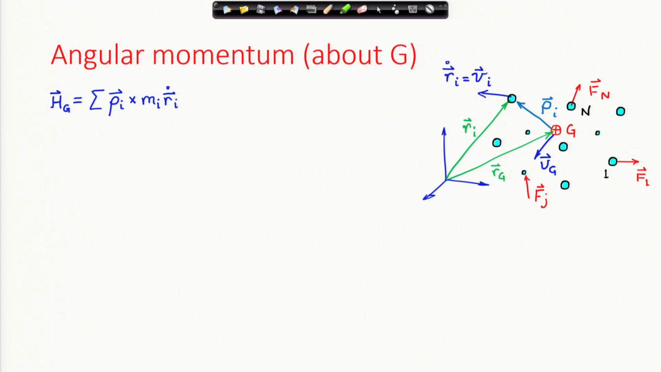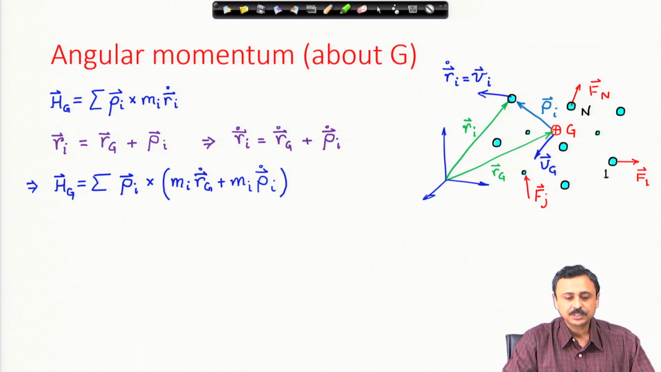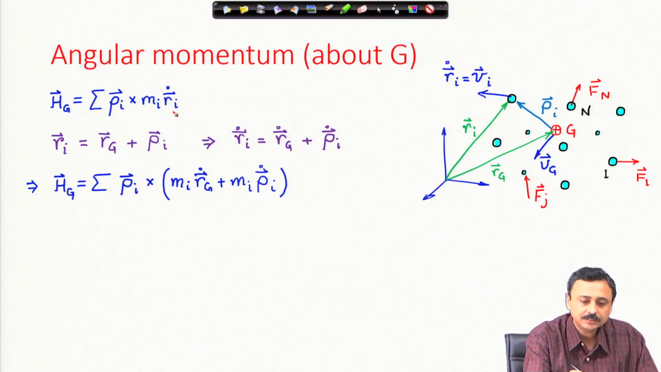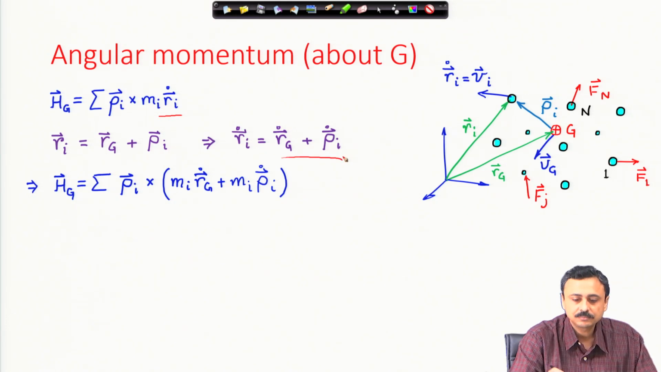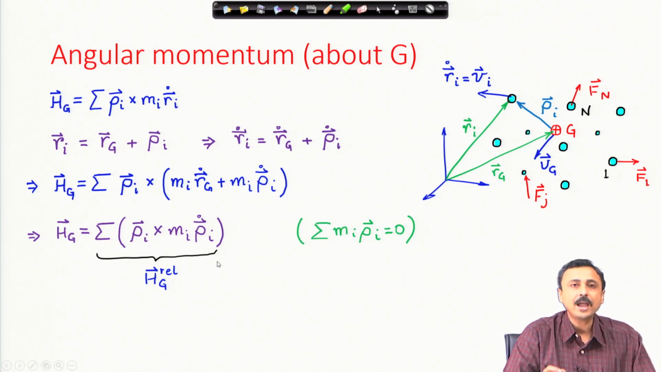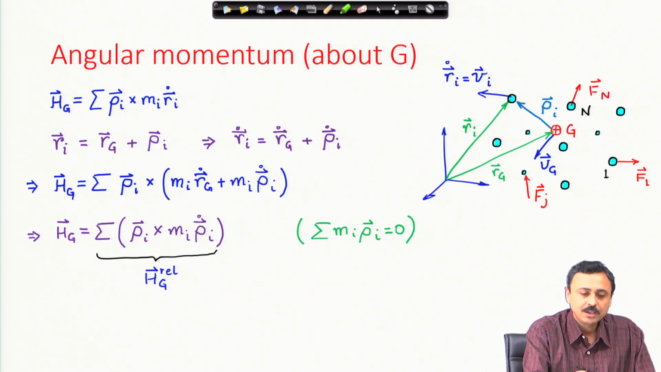So, this is our expression of angular momentum about O, and we have been using these expressions. If I replace only the second term here, r_i dot, I write it like this. Then H_G reduces to rho_i cross m_i rho_i dot. Now, this is the angular momentum about the center of mass.